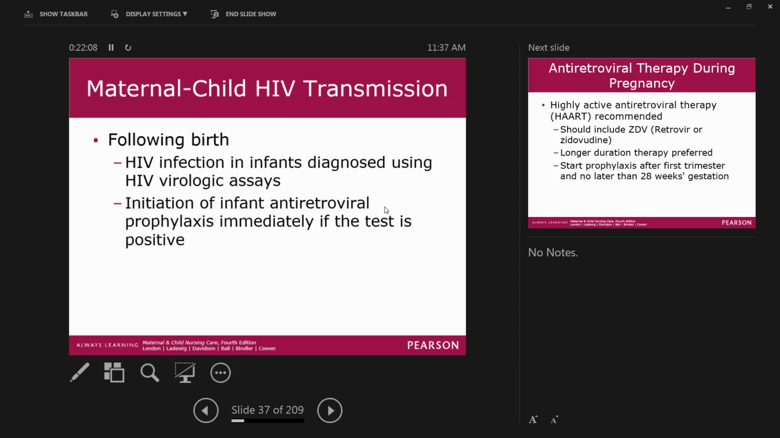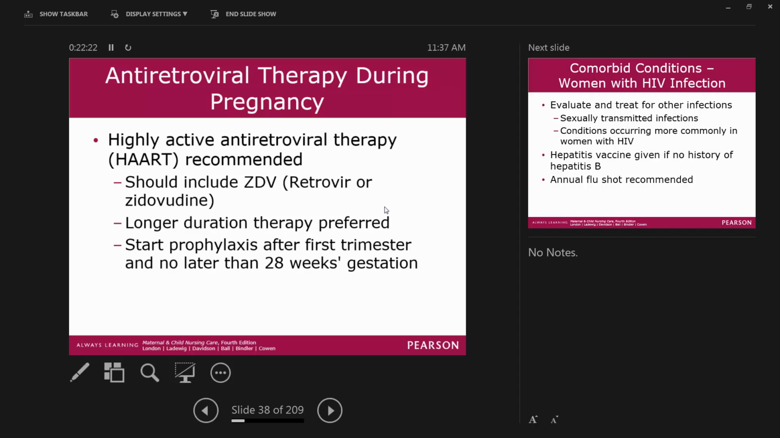Okay, so when children are born, then they are also put on antivirals if they test positive, or if mom's not been on antivirals. So the recommendation is that if we don't get her on antivirals at 28 weeks or shortly thereafter, then we're going to automatically dose baby. Okay.